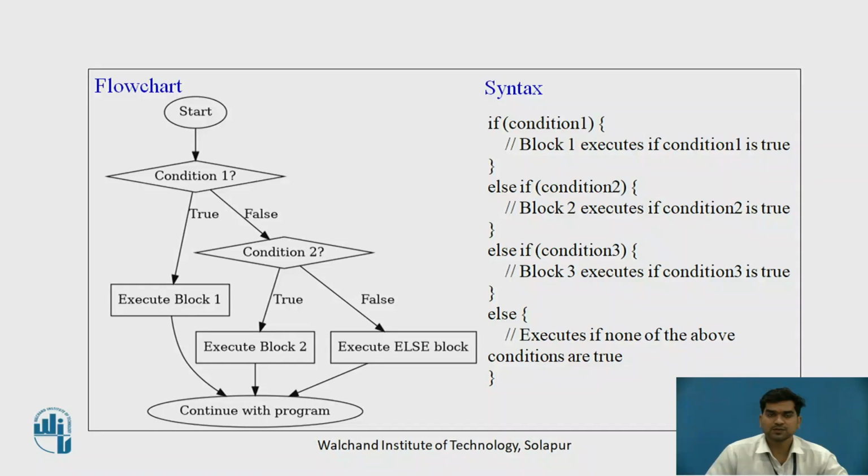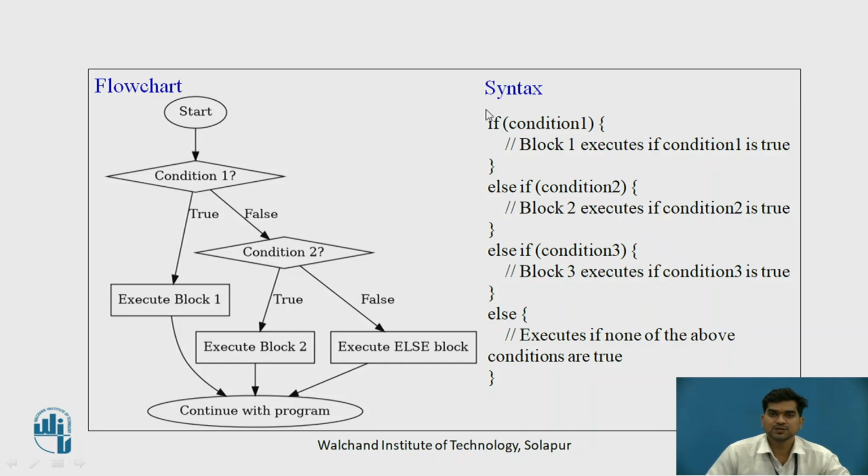So the flowchart for this is: first we start the program by providing condition 1. If condition 1 is true, then it executes block 1. If the condition is false, then we need to provide condition 2. If that is true, it executes block 2, otherwise the else block gets executed, as we have seen in the if else condition statement. So this is a simple flowchart for using the ladder conditions.